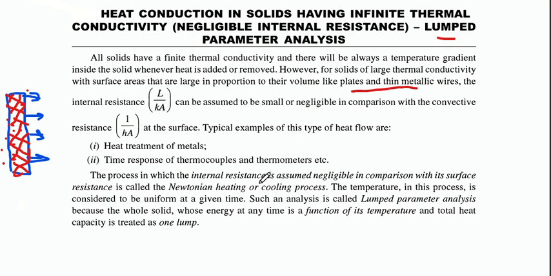A process in which the internal resistance is assumed negligible in comparison with the surface resistance is Newtonian heating or cooling. When the internal resistance is very much smaller compared to the surface resistance, it is a Newtonian heating or cooling process. The temperature inside will obviously be uniform, and this whole analysis is lumped parameter analysis.